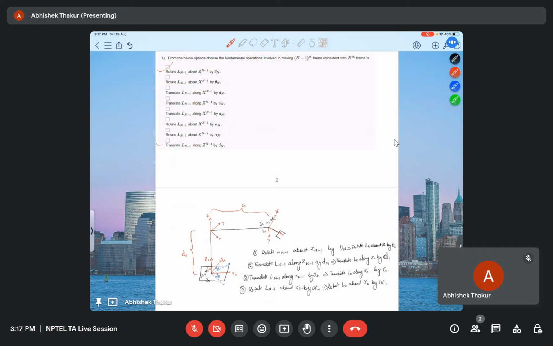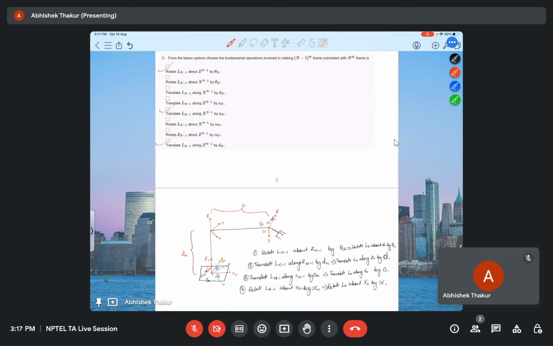So the last one: translate L n minus 1 along z n minus 1 by dn. The third one is translate L n minus 1 along x n minus 1 by a n. So this option is correct.